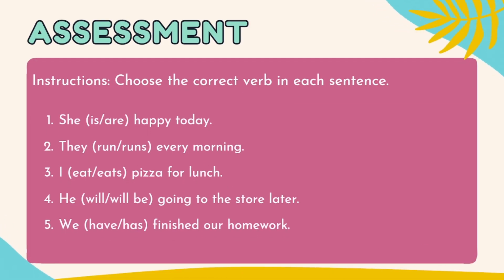Now that we are done with our activity, let's test your knowledge with a quick quiz. For each sentence, I'll give you 2 verb options and you'll choose the correct one. For example, in the sentence, she is or are happy today. The correct verb is is. So the full sentence becomes, she is happy today. Let's see how well you do with the other sentences.